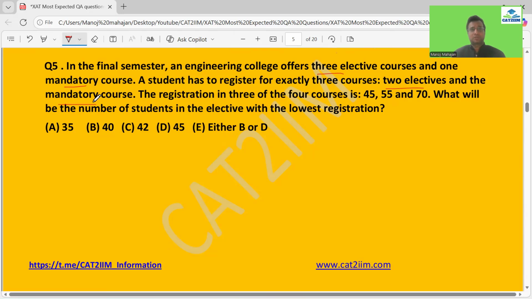Now, what is given to us is the registration in three of the four courses, right? It is 45, 55, and 70. So the question is, what will be the number of students in the elective with the lowest registration rate? They do love to make such options, either B or D. So what they mean is option B could be, or option D also. So E could be the answer, but we have to figure out whether we are getting it or not. Of course, we have cases out here, and let me tell you what the cases are. So let's try to understand the logical way out, right?